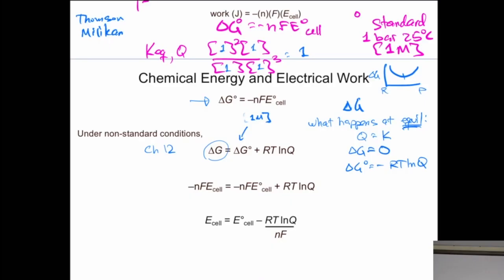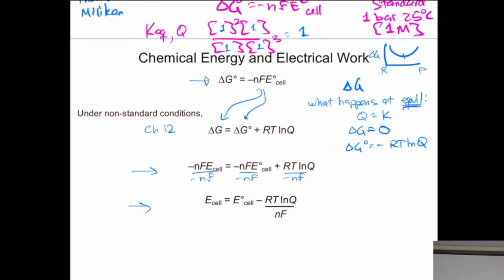But now let's take this value, minus NF E naught of the cell, or just E, because now it's going to be either standard or non-standard, and let's just substitute it in for delta G. That's all that happened to get to this line here. All we're doing is substituting NFE into delta G, and then I'm going to divide everything by negative NF. And that gives us this line: E of the cell is equal to E naught of the cell minus RT log Q divided by NF.